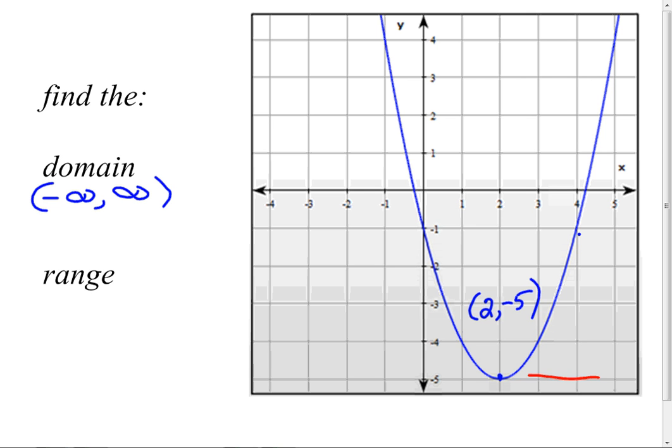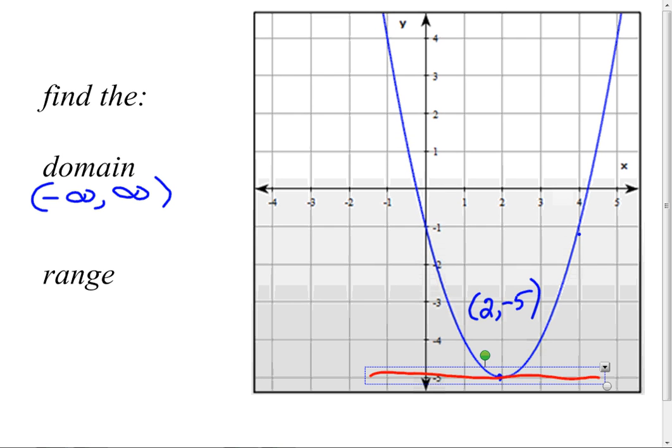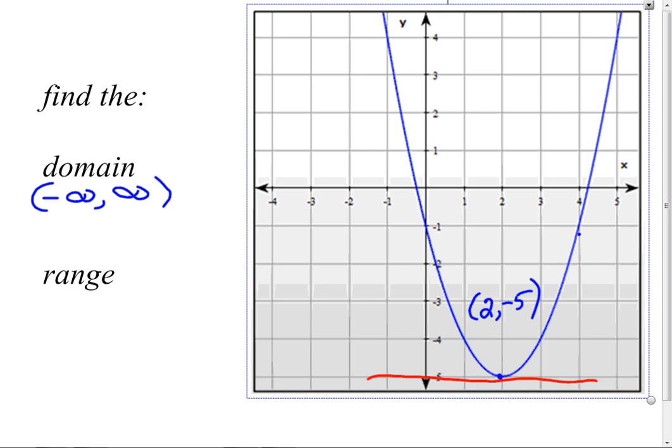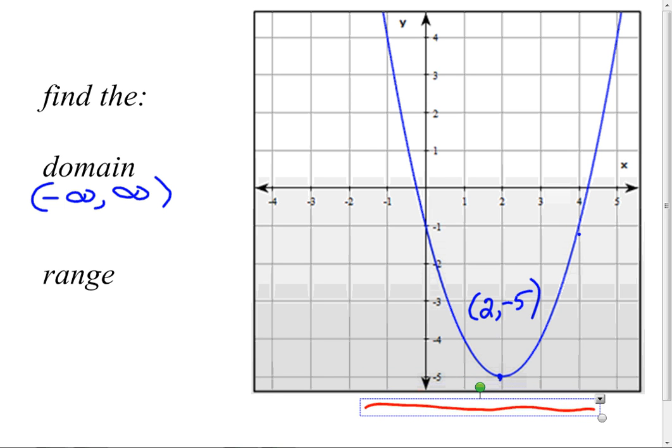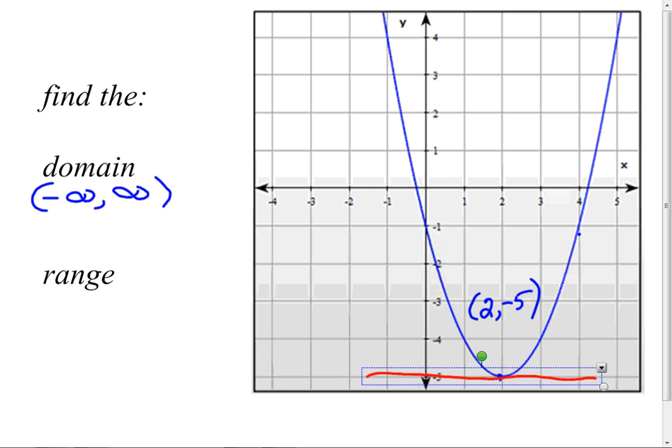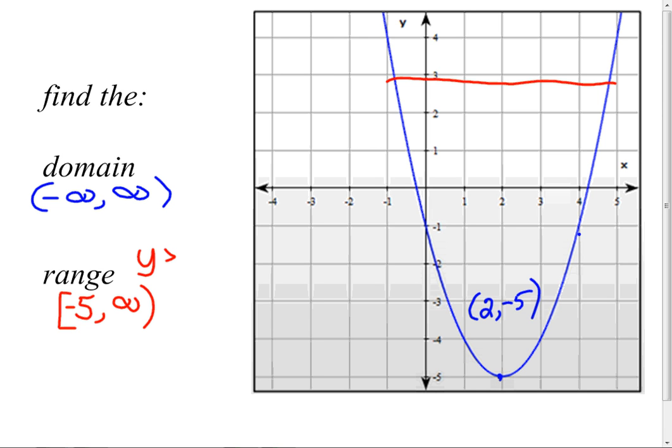Now, where are these y values going to be? Are they going to be down here? Where do they start? The y's start at -5, and they go up forever. So what's the range? It starts at -5, and they go to infinity. You could say y is greater than or equal to -5. Which way do you like better? I like the bottom one too. It's faster. To me, it's faster.